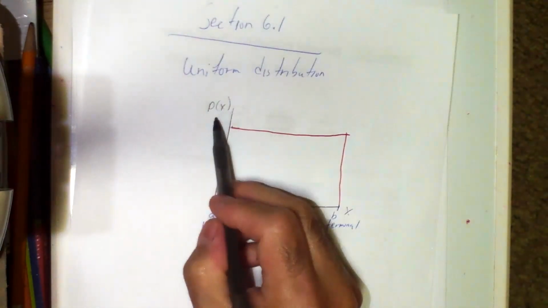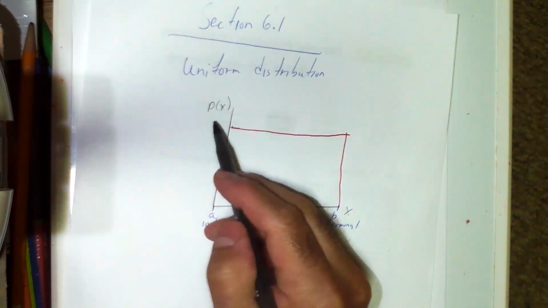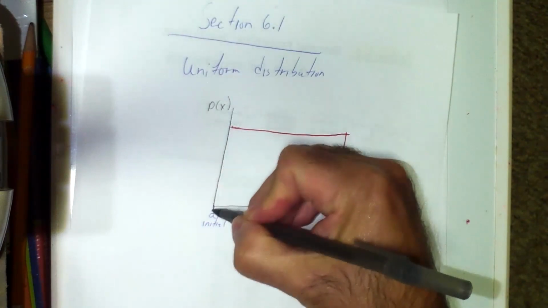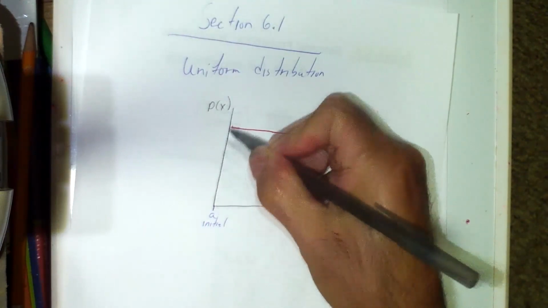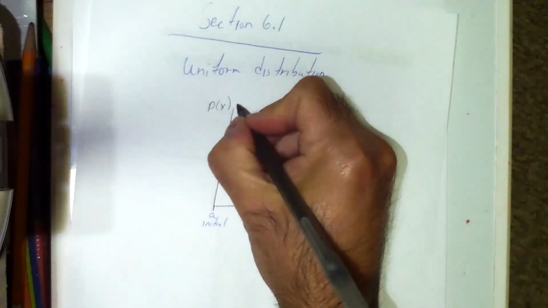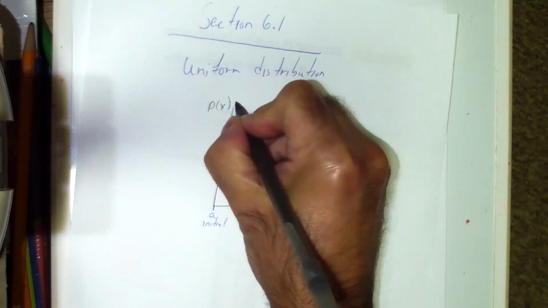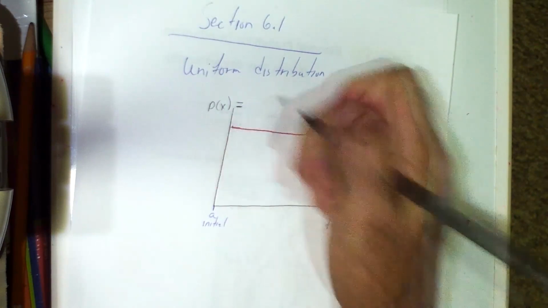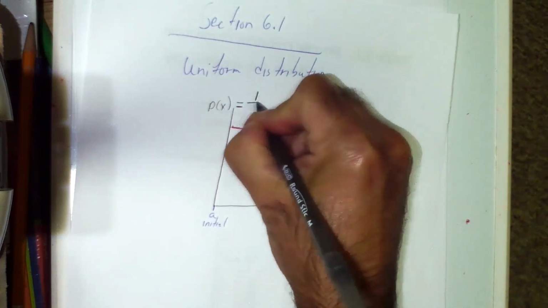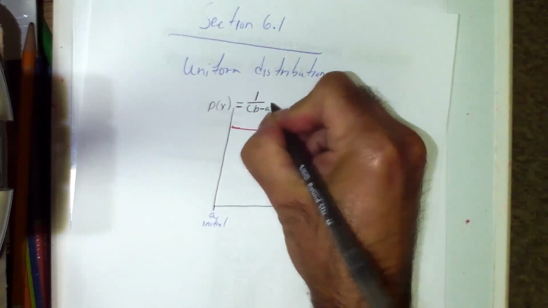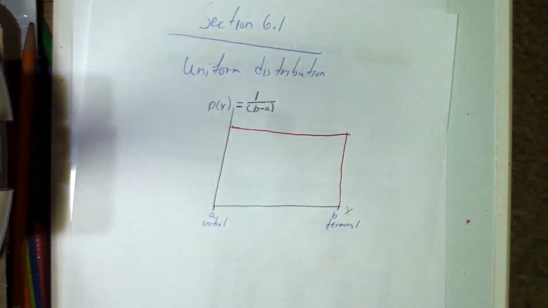Most of the time, the P of X value, the probability, will be given to you, and that measures this side. This is the height or the width. If they do not provide you with the P of X, which they will, but if they don't, here's the formula that they use. The formula is 1 over parentheses terminal minus the initial. That's the formula if they do not provide you with the P of X value.